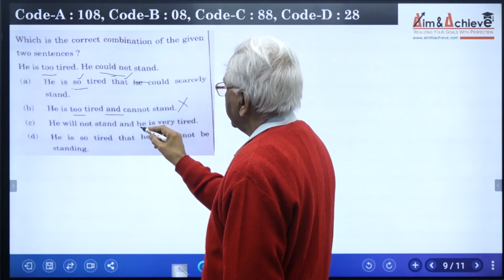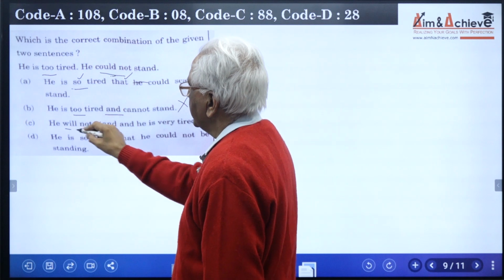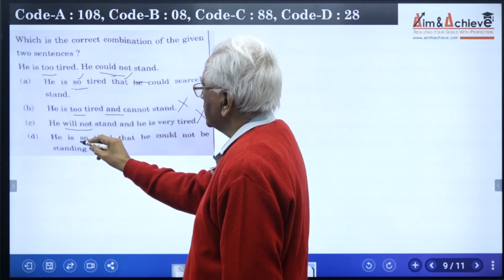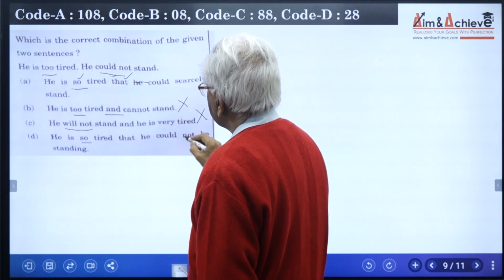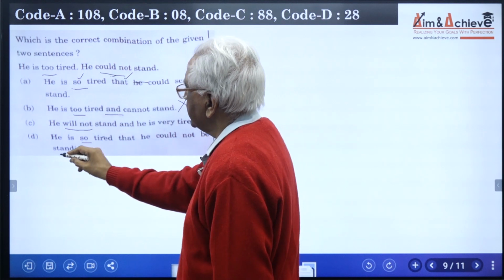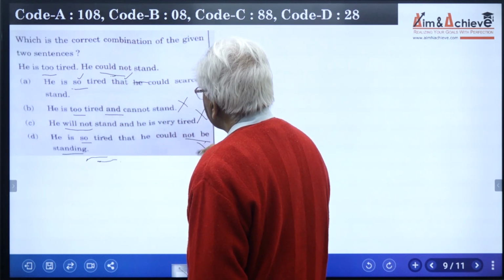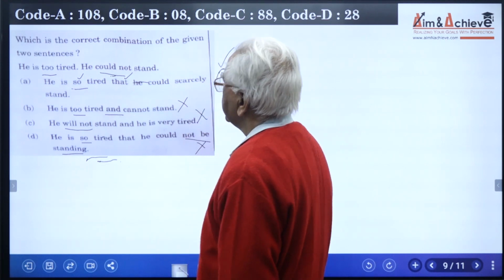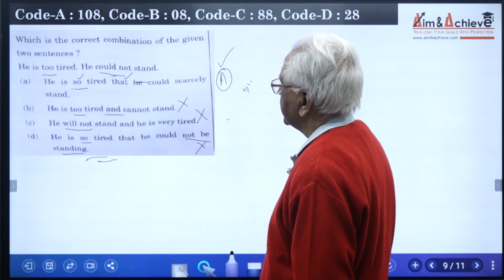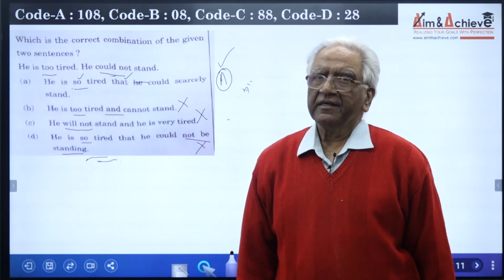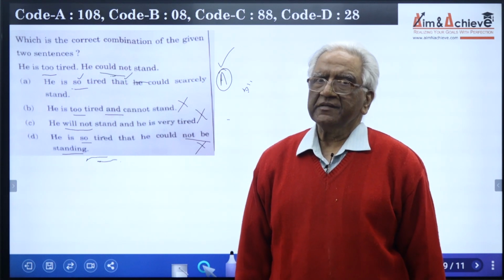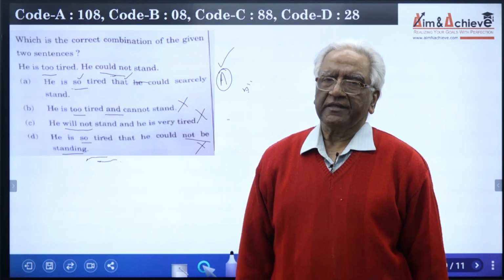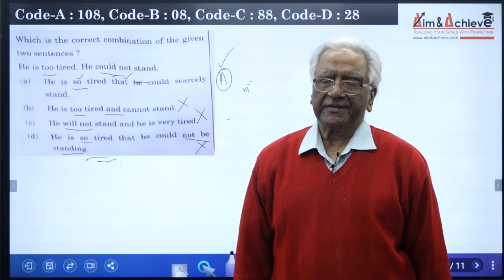Third: he will not stand and he is very tired. So the use of will does not work. This sentence is wrong. Fourth: he is so tired that he could not be standing. Stand is changed to standing. That means this is also wrong. That means the only option is option A. He is so tired that he could scarcely stand, that he could barely stand. He was just about to fall. That is the sense covered by option A, and it closely matches the original sentence. So option A is the correct choice.